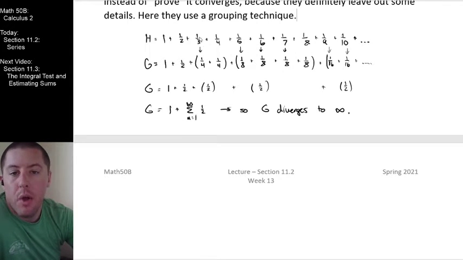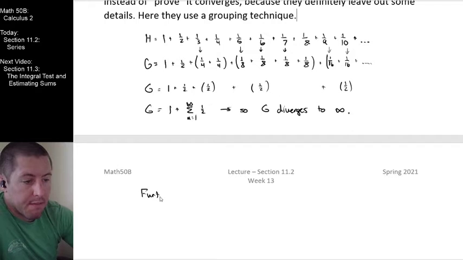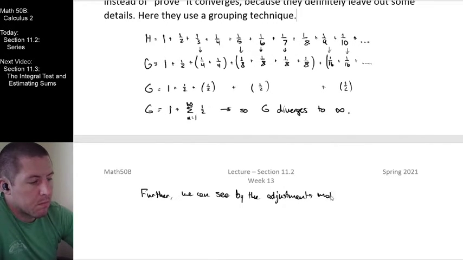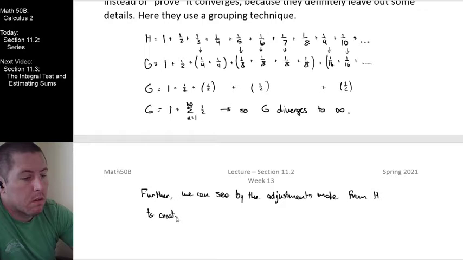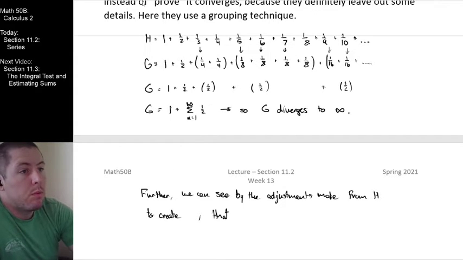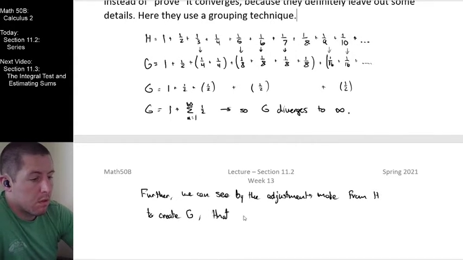Well, how are G and H related? I can very clearly see that for every single term by term comparison in their two series, either the terms in G and H are equal, or the term in G is less than the term in H. So I think I can say further, we can see by the adjustments made to create G that G is less than H.